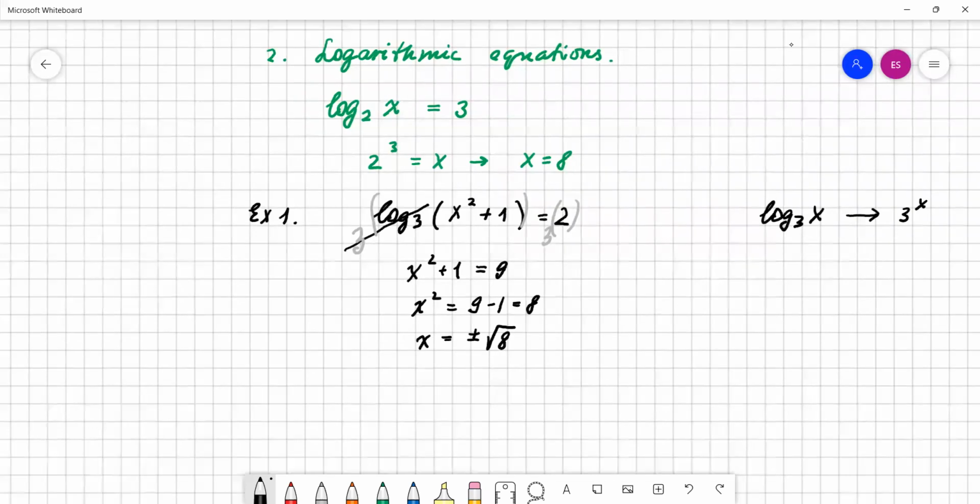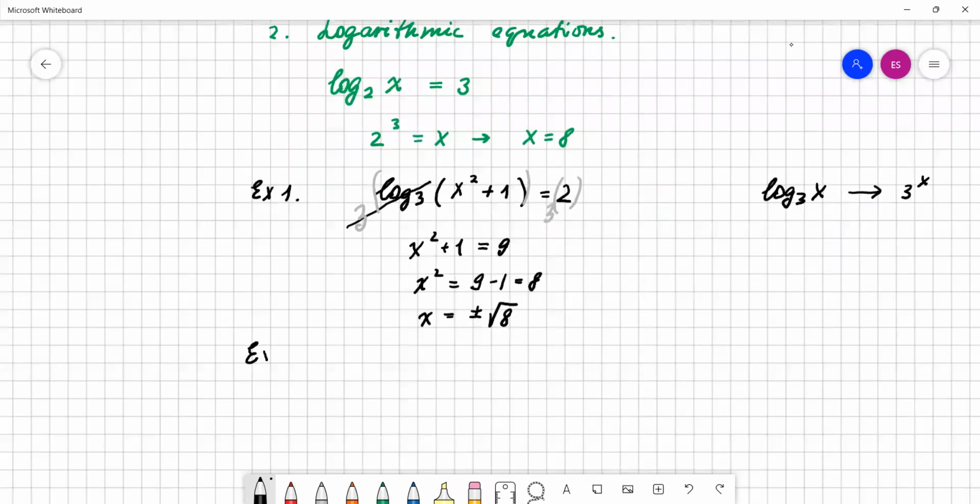Let's try to solve one more example. Example 2. Let's solve the equation: logarithm with base 3 of 4x minus 7 equals, I don't know, 2. Same. So again, I'm going to raise 3 to both sides, 3 to this side and 3 to this side, and I'm going to cancel and have 4x minus 7 equals 3 squared, which is 9 again.